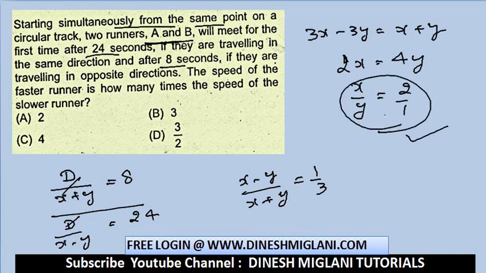So this is our question: the speed of the faster runner is how many times the speed of the slower runner? The answer is said to be 2:1. Hence A is my answer. The answer is said to be 2:1, right?